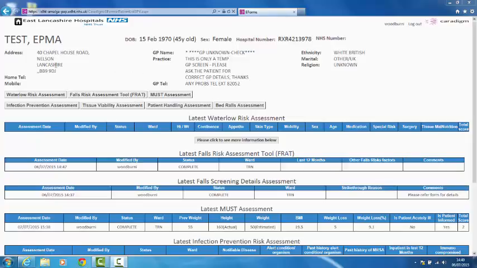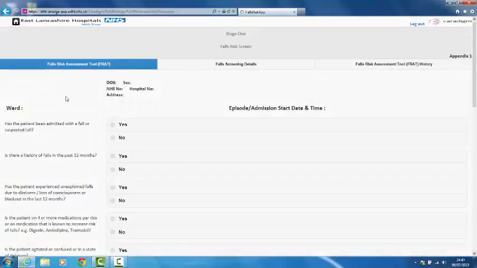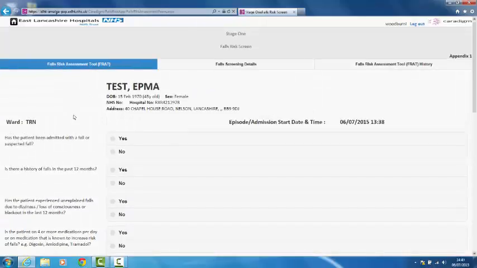Please ensure that the details above are correct for your patient. Once this has been checked, we can progress onto the Falls Risk Assessment tool. This tool comprises 10 questions and should be completed within 12 hours of admission to hospital. The questions are listed below and they can be answered with a yes/no answer.